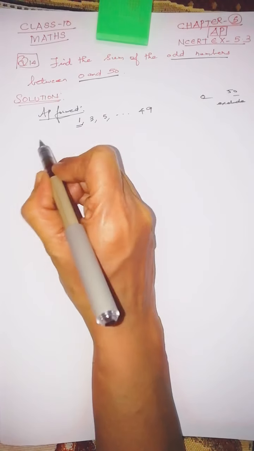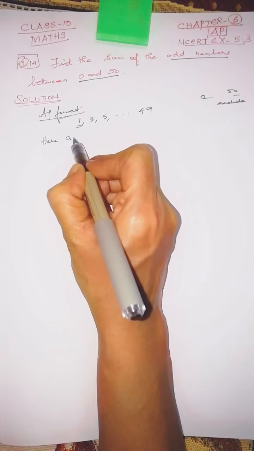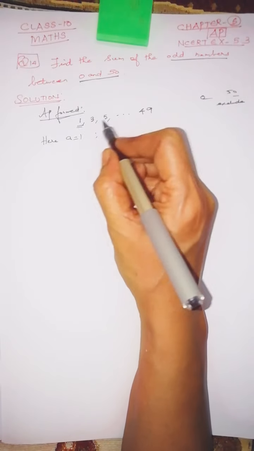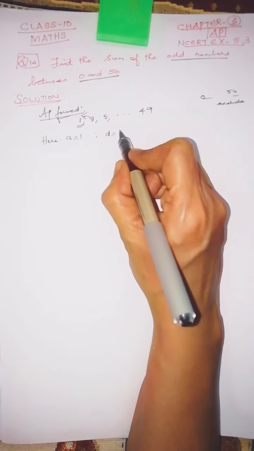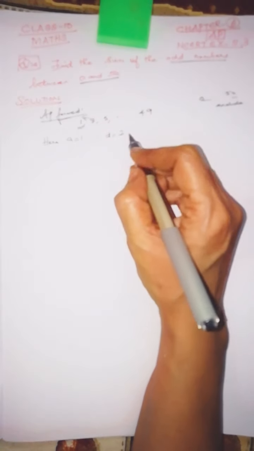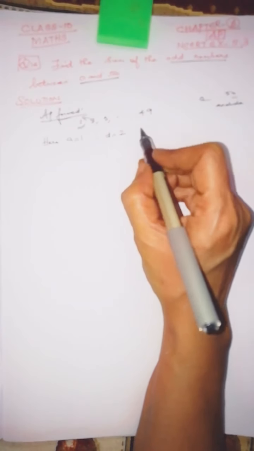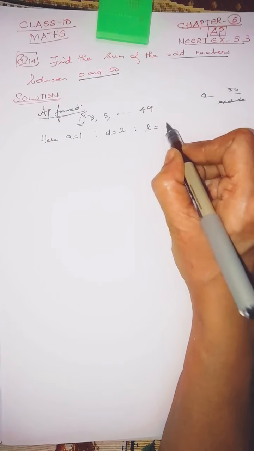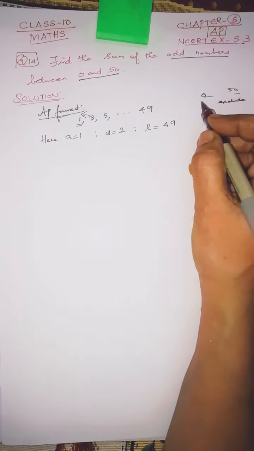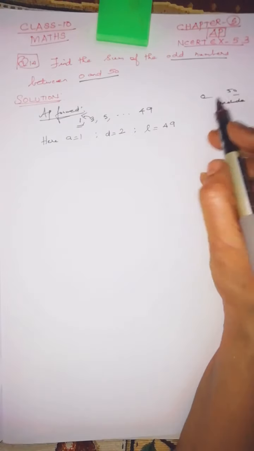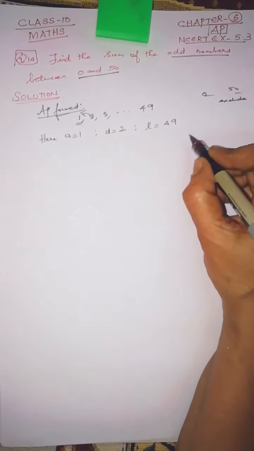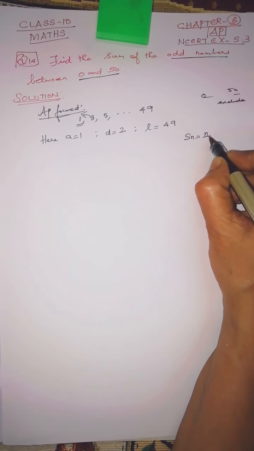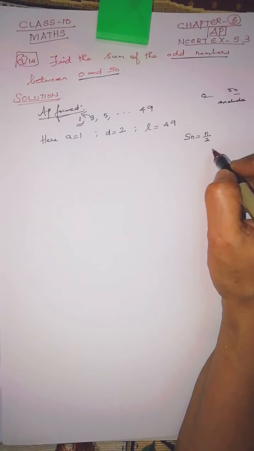Okay. Here what is the first term? A equal to 1. And d, you all know odd numbers and even numbers differ by 2. The common difference is a2 minus a1, that is, the common difference is 2. And the last term l equal to 49. Okay. Now we are asked to find out the sum Sn. If we want to make use of the Sn formula, we need n also. How many terms are there?